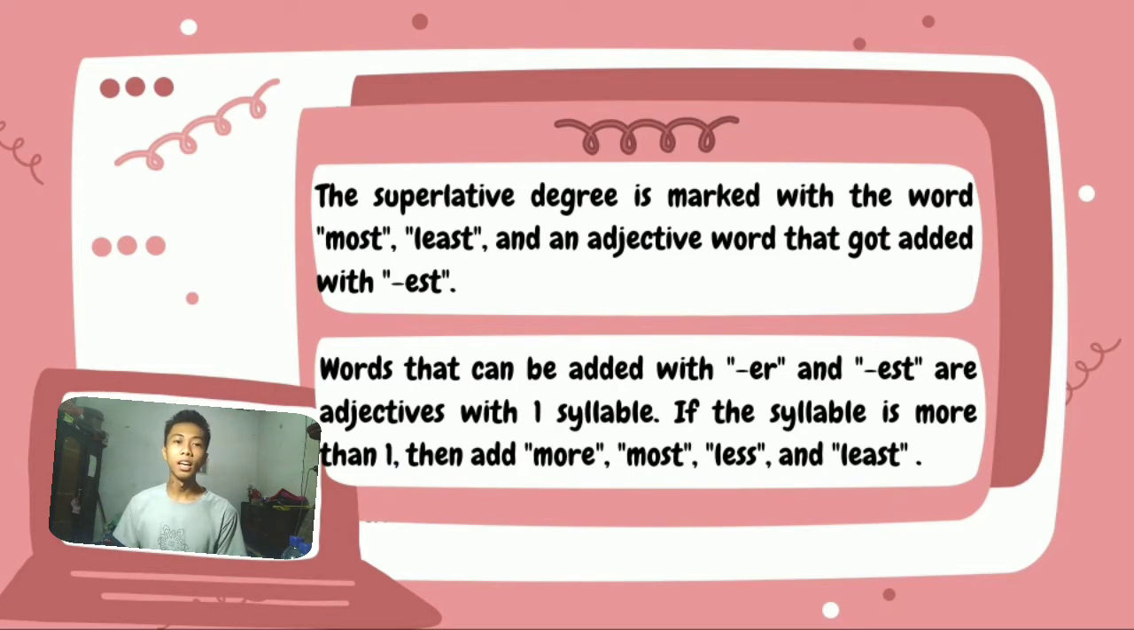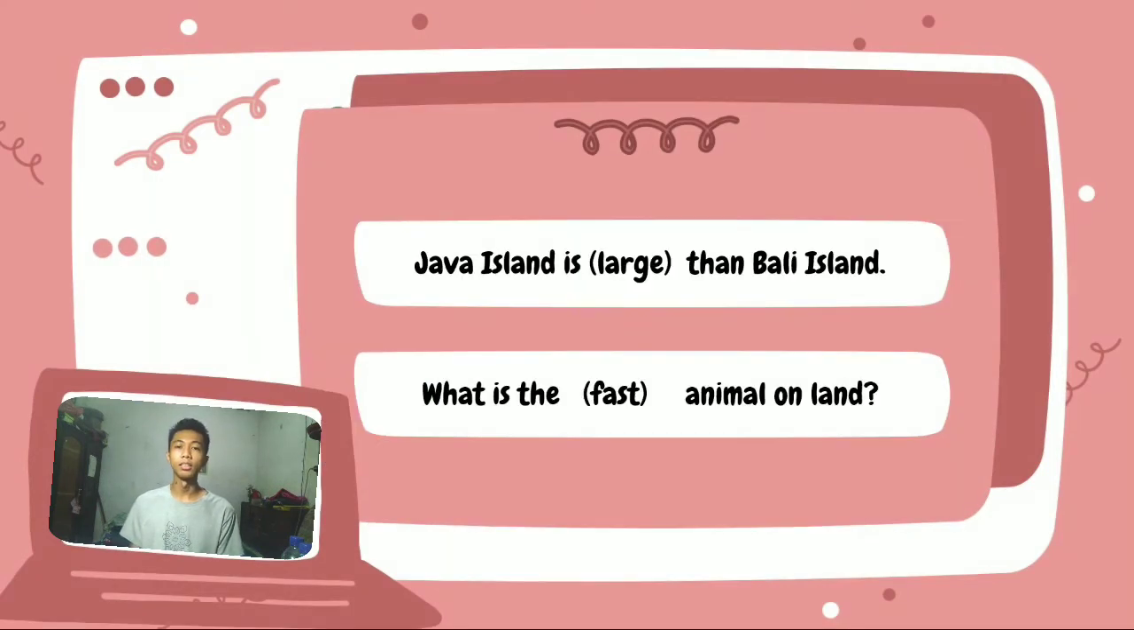In these exercises, we are going to complete the sentences by changing the words inside the brackets, or if there is a blank, we have to fill it in or change it according to what suits the sentence best. So for example number 1: Java Island is (large) than Bali Island.